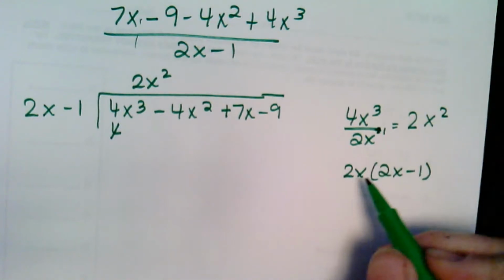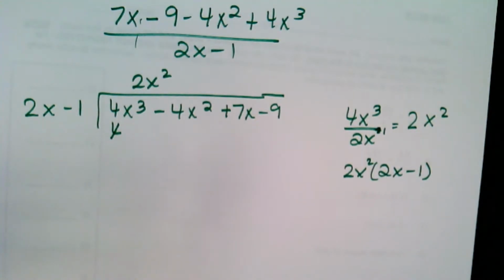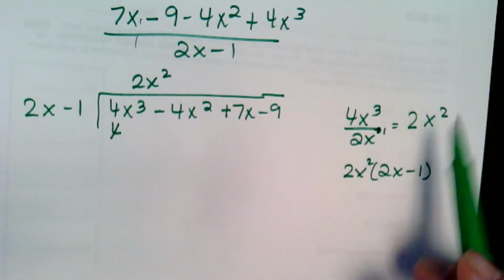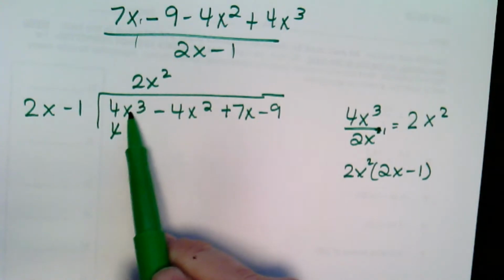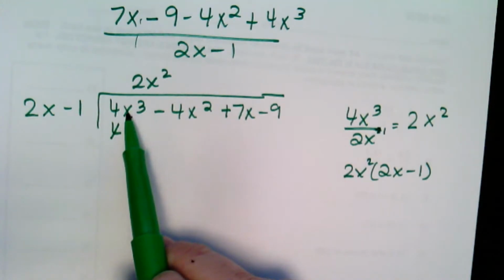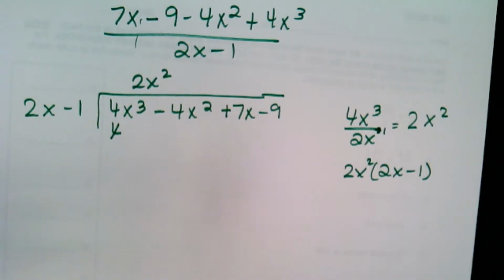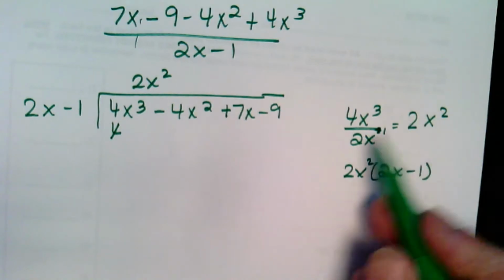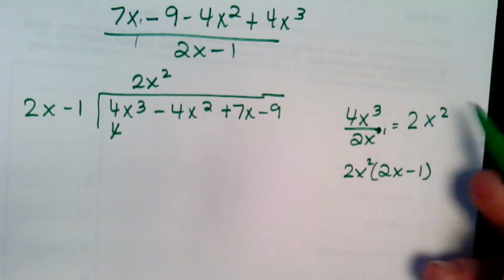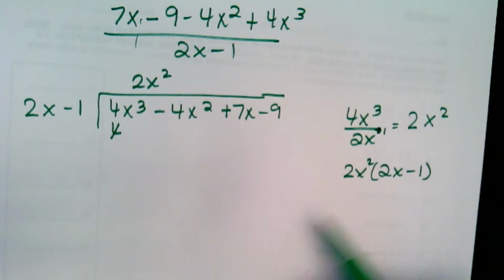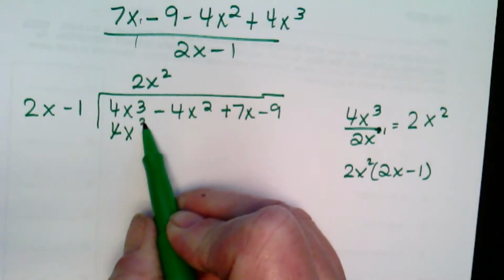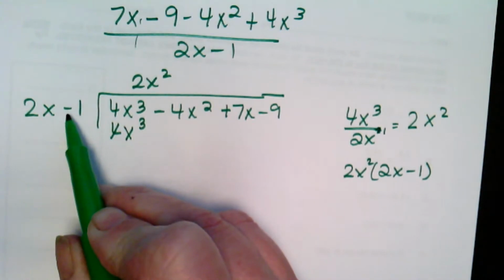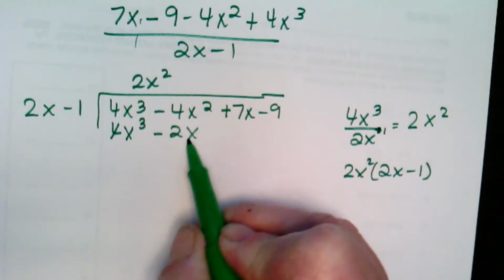I noticed it when I went to multiply, it didn't work out. And that's a good sign that you should pay attention, because when I multiplied those, that came out to x squared, which is not the same thing as x cubed. You cannot subtract two exponents that aren't the same. So that was my cue that something was wrong, and I went back and saw what was wrong. Alright, so 2x squared times 2x is 4x cubed. 2x squared times negative 1 is negative 2x squared.